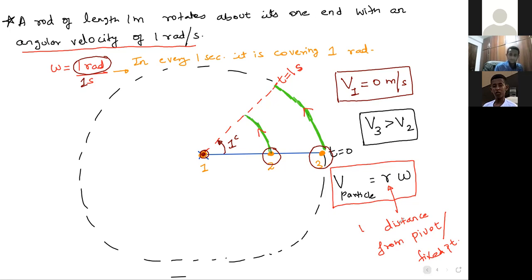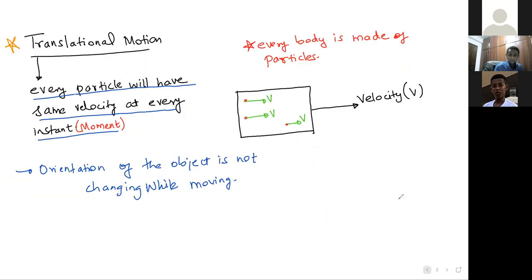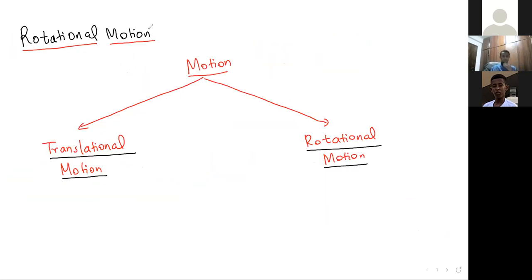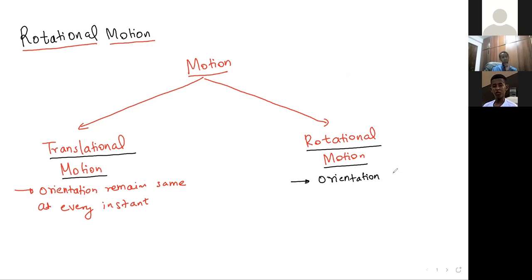Okay. So now I will summarize it. See, what is the difference between translational motion and rotational motion? In translational motion, the orientation remains the same at every instant, correct? Here, in rotational motion, what happens to the orientation? It changes.